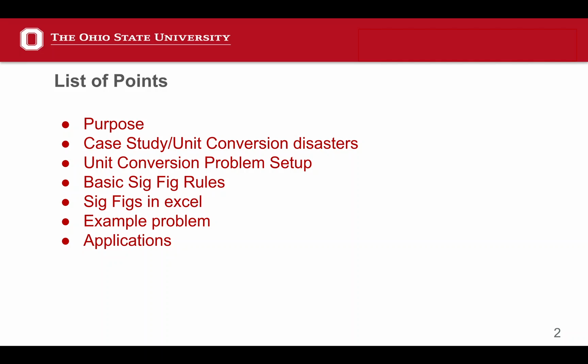All right. Here's a summary of the points I'll be hitting, starting out with the purpose of this video, looking at a unit conversion case study, and then talking briefly about setting up these unit conversions. Then switching over to the other topic, we'll review our Sig Fig rules, talk about doing Sig Figs in Excel, and then do a longer example problem. Finally, I'll talk about applications of these concepts and skills in the curriculum and provide a little bit of personal insight with that.